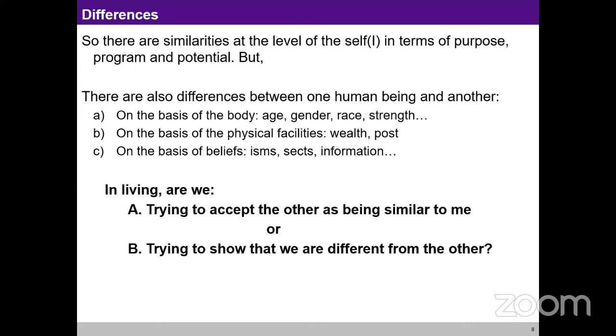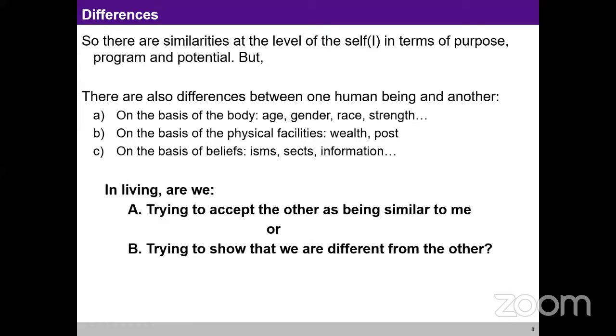Similarly, we see a lot of differences today in society in terms of physical facilities. Somebody is at a very high post, has a lot of money. Somebody is at a very lower post, has very little money. So there are differences on the basis of wealth, how much wealth we possess. There are differences in what kind of position I'm at in a government job. There could be one who has the position of janitor who's cleaning up. There could be a person who is the director, who is at a very high post. So there are differences on the basis of this also.